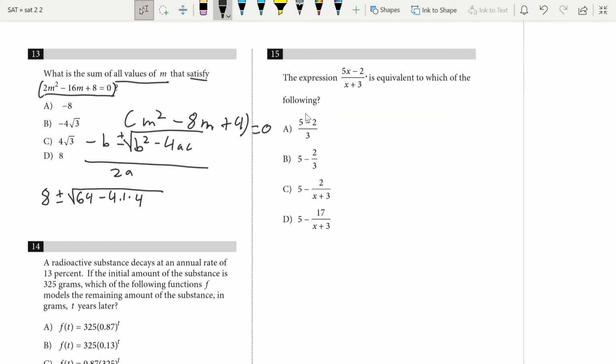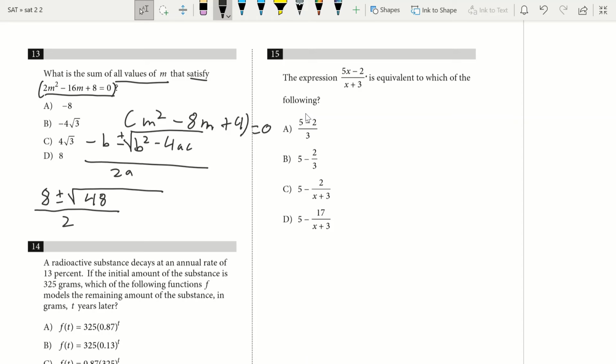Okay, so I've got 64 minus 4 times 4. Well, 4 times 4 is 16, so I'll go ahead and rewrite that in. Now 64 minus 16, well, that's going to get me 48, so I'm going to go ahead and put that in because I'm running out of space here. And then that's all going to get divided by 2a. My a is 1, so that's just going to be over 2.